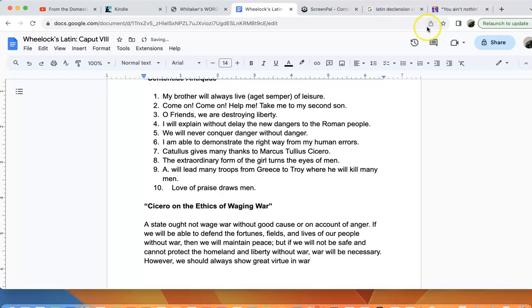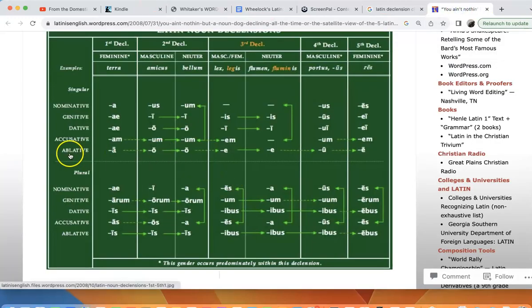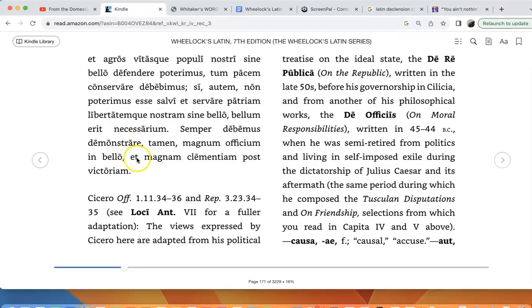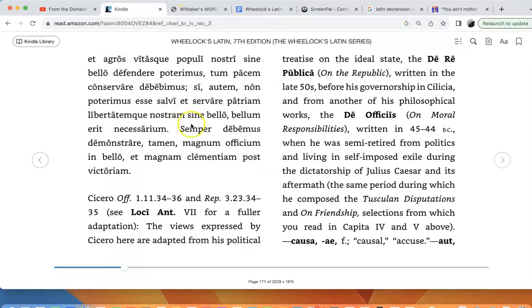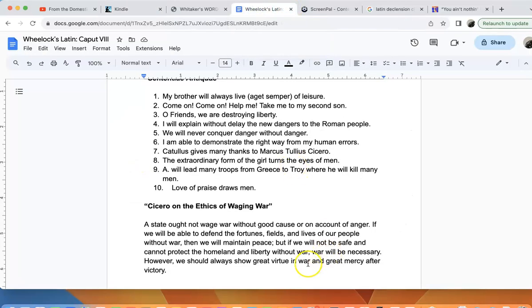So in bello, because bello is second declension ablative singular. And great mercy after victory. If you wanted to say clemency, which is kind of maybe an old-fashioned word in the law or moral, you could do that as well. And great mercy after victory. I guess I have a comma here, so we'll put that there.